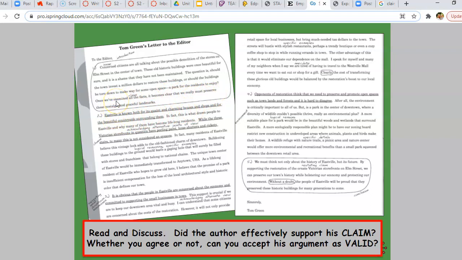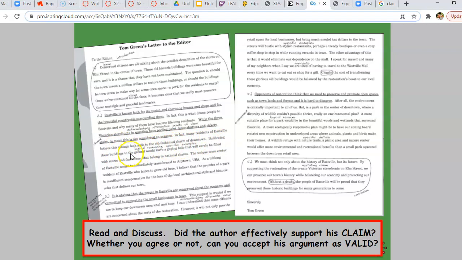Eastville is known both for its quaint and charming houses and shops and for the beautiful countryside surrounding them. In fact, this is what draws people to Eastville and why many of them have become lifelong residents. While the 3 Victorian storefronts in question have peeling paint, loose shutters, and rickety stairs, to many this is not considered an eyesore. In fact, many residents of Eastville believe this vintage look adds to the old-fashioned charm of downtown.